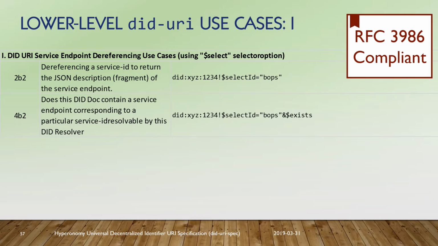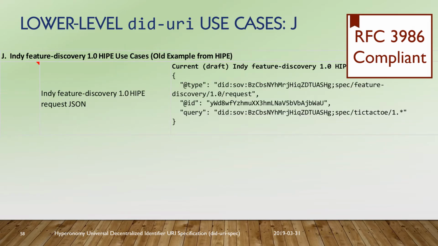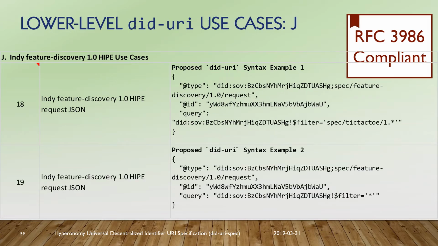I, this is DID service endpoint dereferencing. So this is an example where we're not trying to get a transformed URL for the service endpoint. We're simply trying to get the JSON fragment for that service endpoint. And there's the two examples. Here's the two use cases for the rest of J.